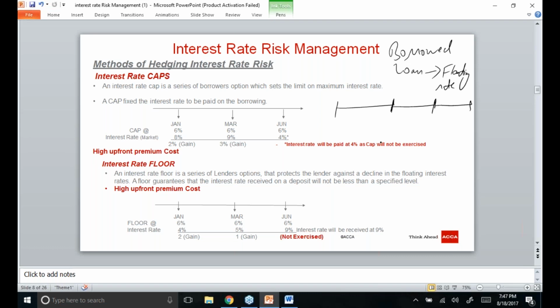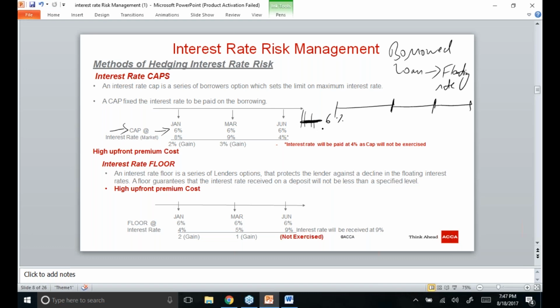So let's suppose you are a borrower and you have already borrowed a loan and you have a risk that interest rate can go up. In that scenario, you can book a cap contract. Let's suppose it's 6%. What is that cap contract? Whenever interest rate rises above this level, you will maximum pay 6%. Whenever interest rate tries to go up, you will maximum pay 6%.